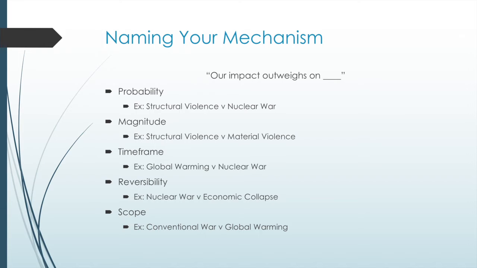So these are all just examples of some of the mechanisms that are out there. Hopefully this kind of helped you understand why you might pick one mechanism over the other, what all these mechanisms mean. Now, keep in mind that this is just the first step, and all your job is to say our impact outweighs on blank. You don't have to do any of the explanation in this first step, like I was doing with the examples. That was just to help you all understand, but we're going to talk about what that explanation looks like and how to structure that next.